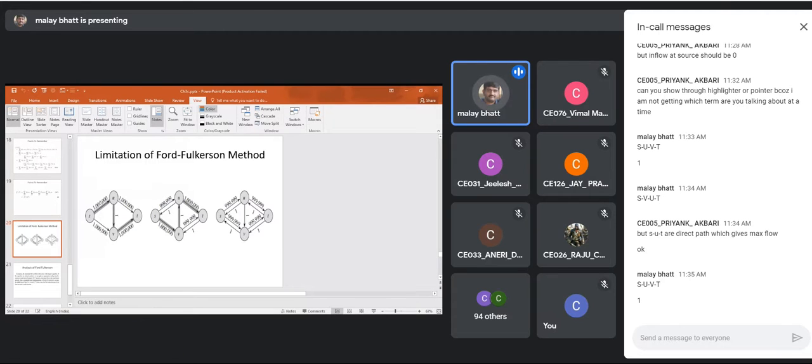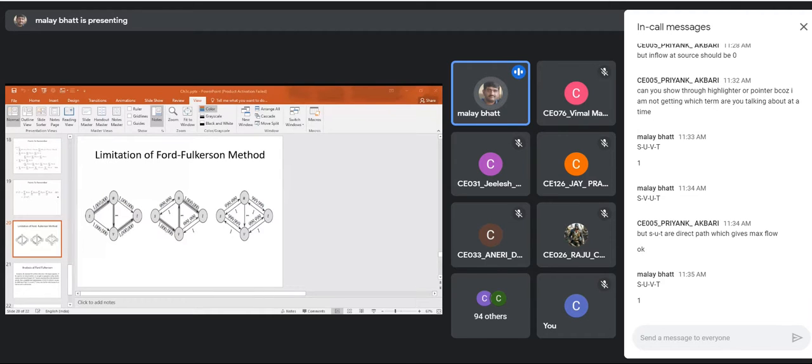But if you follow this path, S to U, U to V, and V to T, or S to V, V to U, and U to T, then the number of iterations will be large, because this path will be selected automatically by the algorithm. The algorithm will automatically select any augmentation path. So you have to do 20 lakh iterations to get a solution, which is a very slow algorithm, because it depends on the flow value. Is it clear? The point which I am highlighting.